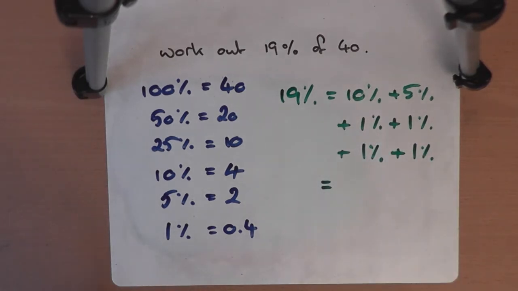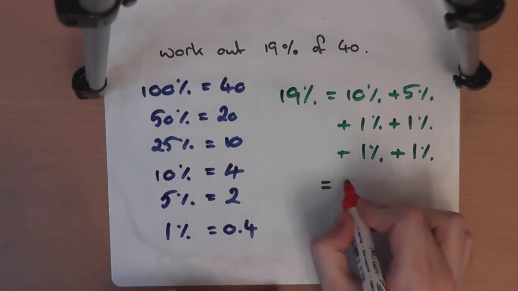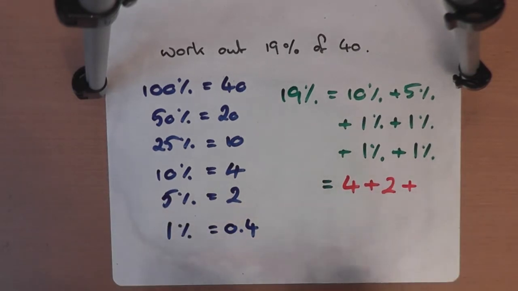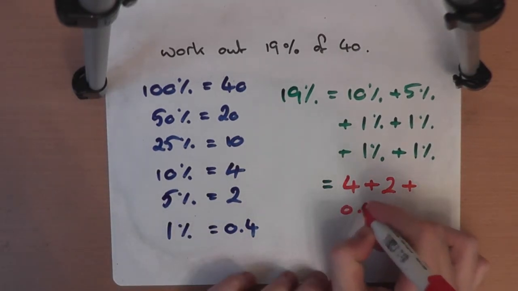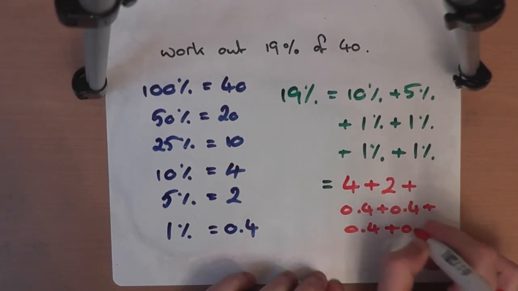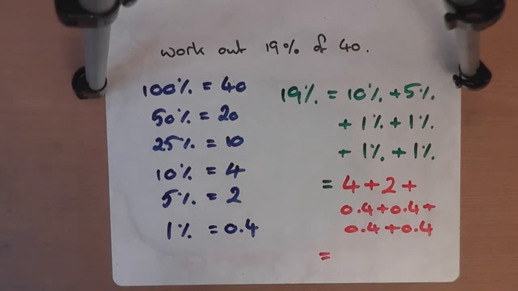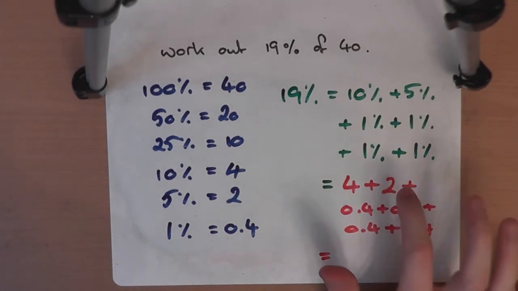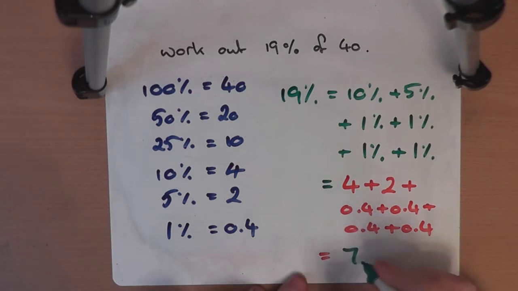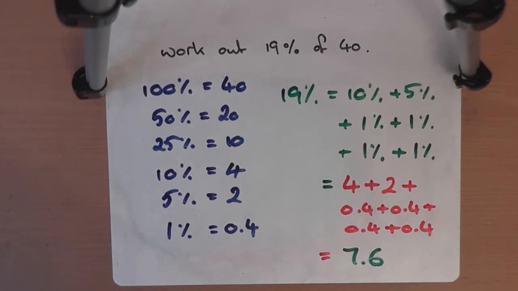We can swap each of those out for the particular numbers that we're dealing with. So that's a 10% is 4, plus a 5% is 2, plus 1, 2, 3, 4 0.4s, plus a 0.4, plus a 0.4, plus another 0.4, plus another 0.4. We can pop all of those together and we can get a final answer of 4, 5, 6, plus those 4 0.4s is 7.6. And 19% of 40 is 7.6.